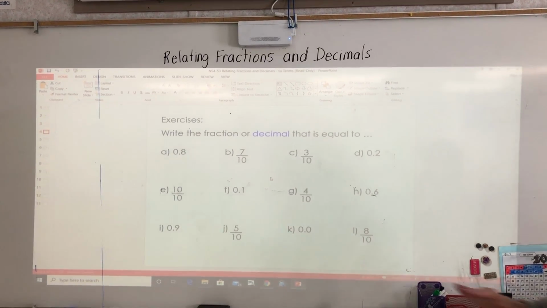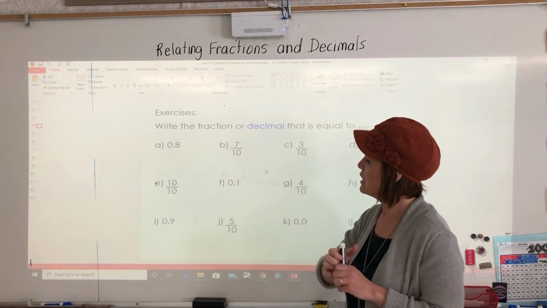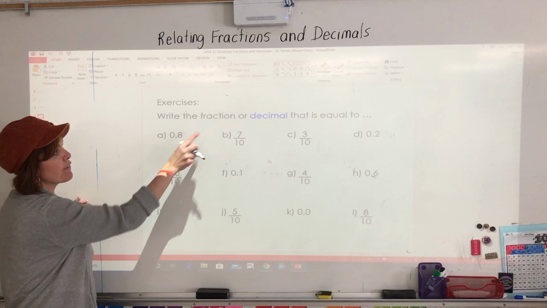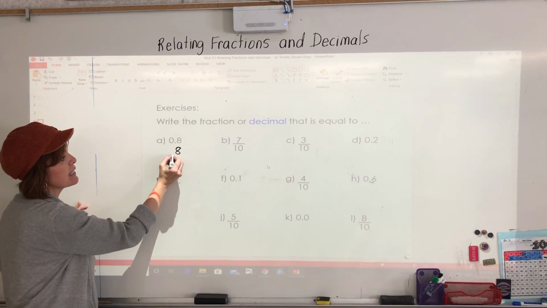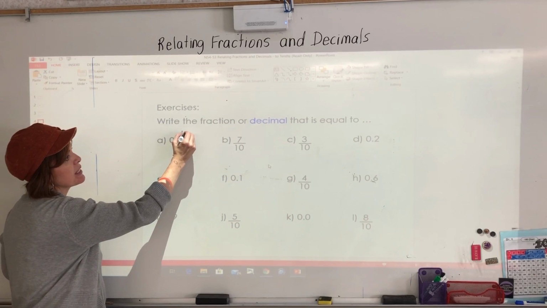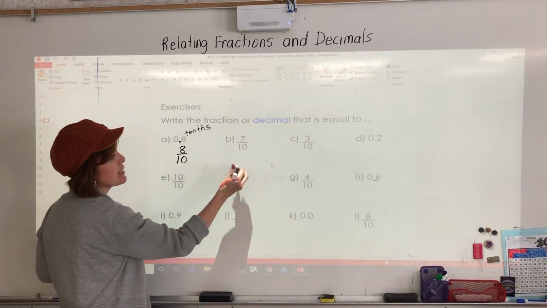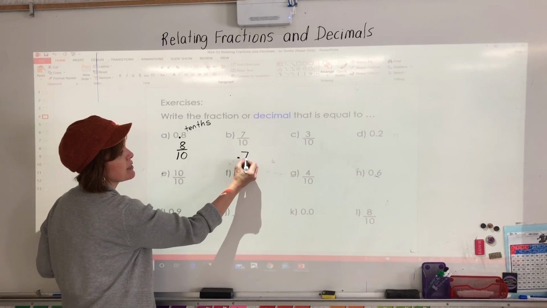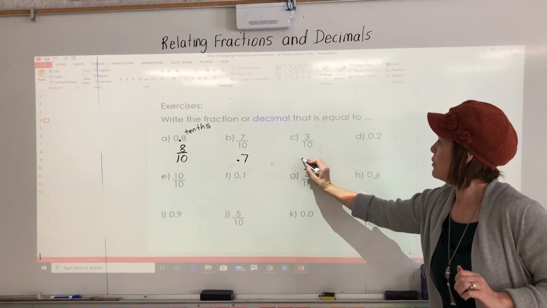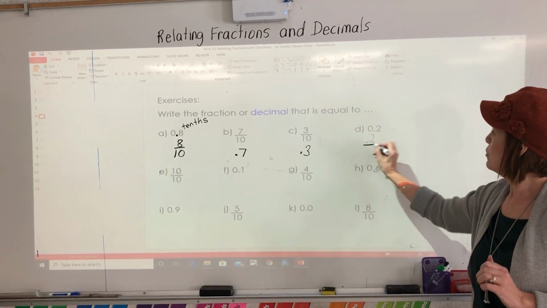So now we're going to think back and forth from a decimal to a fraction, or from a fraction to a decimal. And I'll just do a few of these with you. So decimal 8, the fraction for that is 8/10. Remember again, any number that comes after the decimal is in the tenths spot. 7/10, to write it as a decimal, is decimal 7. 3/10 is decimal 3, and decimal 2 is the same as 2/10.